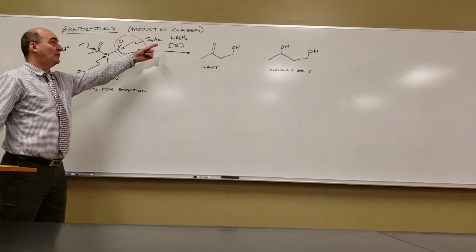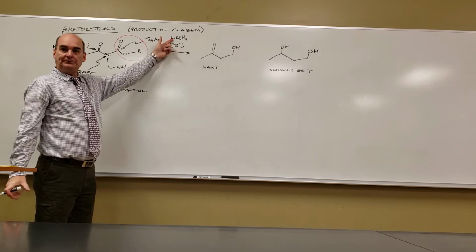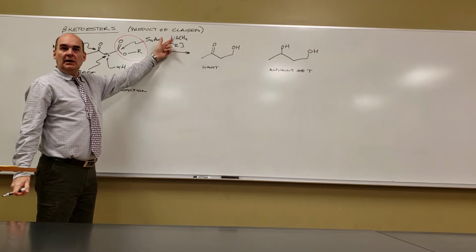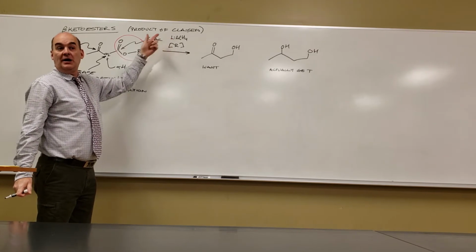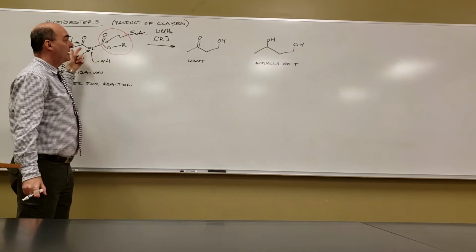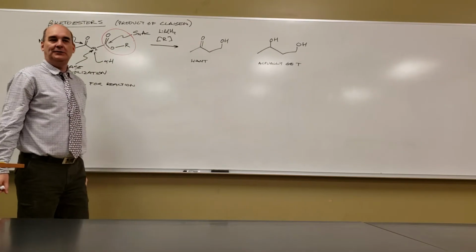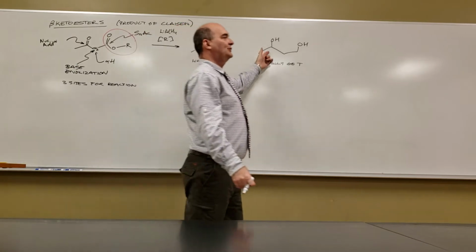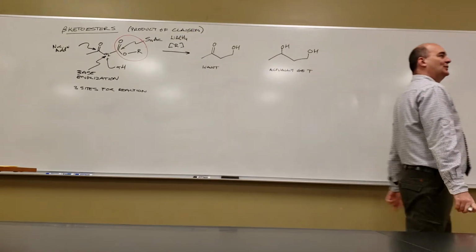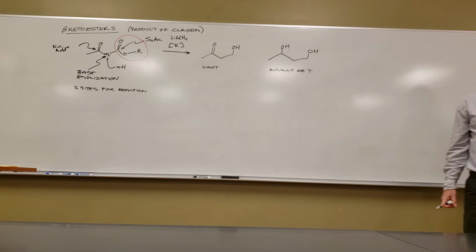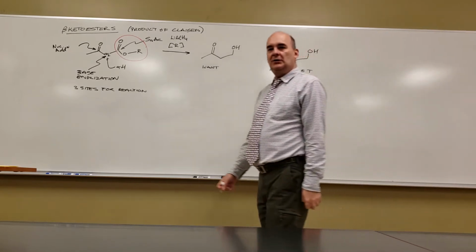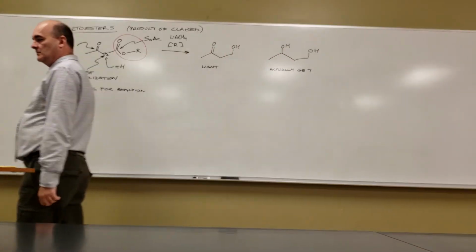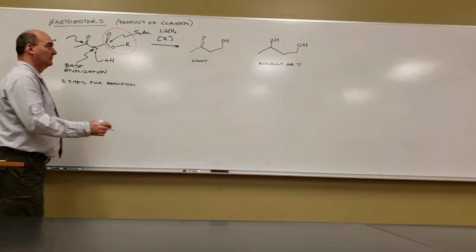Lithium aluminum hydride is strong enough to reduce the ester and the ketone. It reduces the ketone to a secondary alcohol and the ester to a primary alcohol. So I cannot use lithium aluminum hydride. What should I use instead?